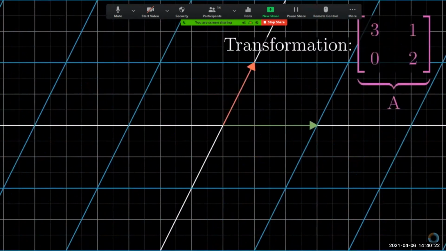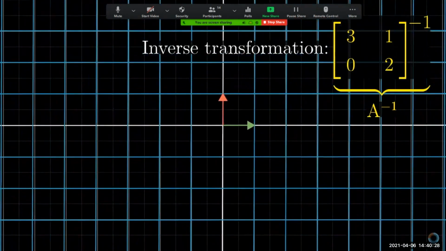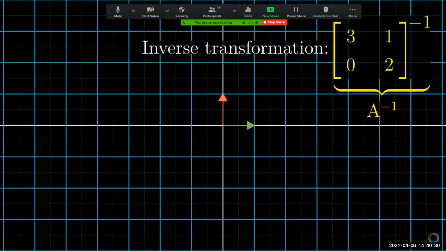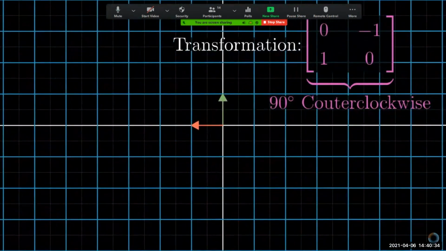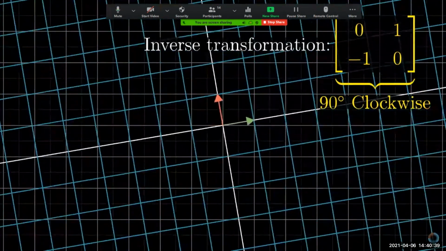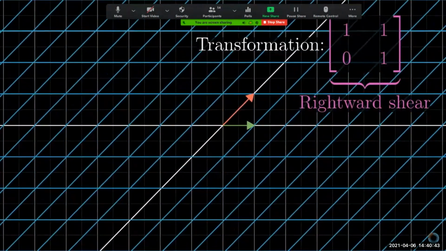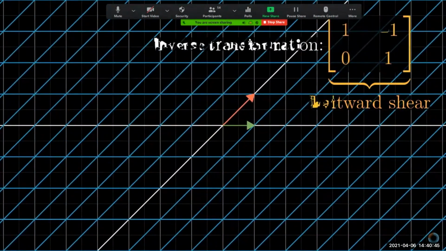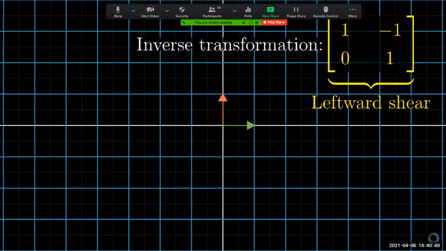When you play the transformation in reverse, it actually corresponds to a separate linear transformation, commonly called the inverse of A, denoted A to the negative 1. For example, if A was a counterclockwise rotation by 90 degrees, then the inverse of A would be a clockwise rotation by 90 degrees. If A was a rightward shear that pushes j hat 1 unit to the right, the inverse of A would be a leftward shear that pushes j hat 1 unit to the left.